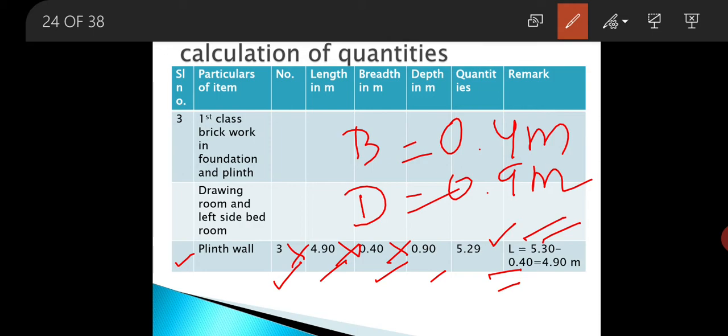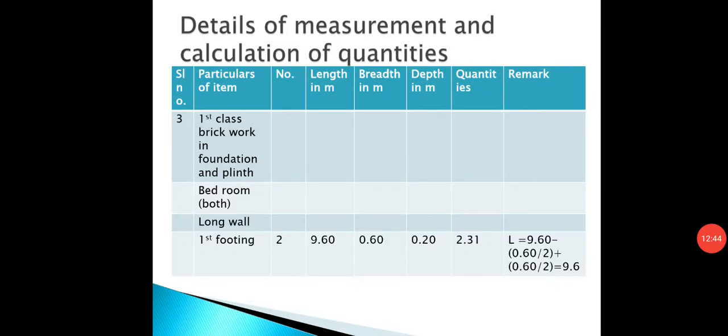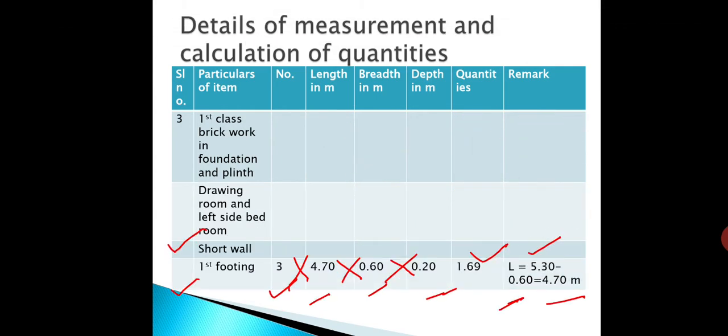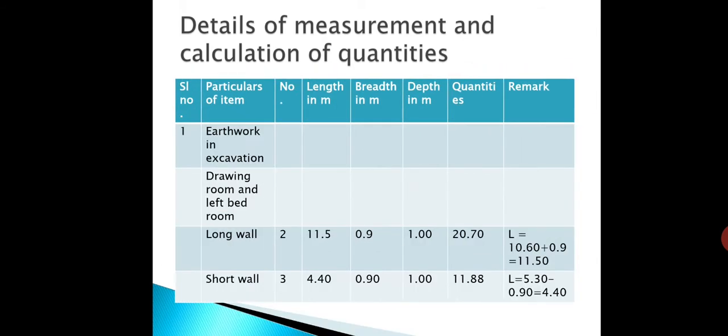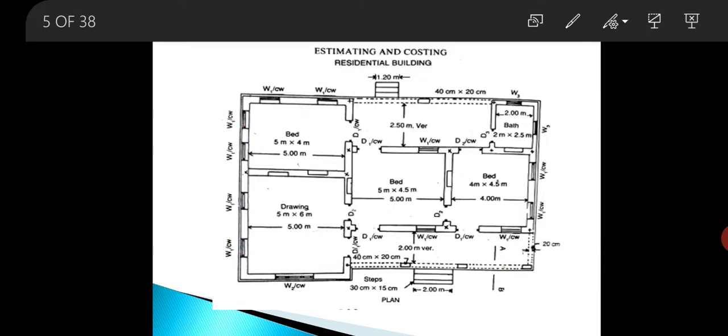So now the longer and shorter walls of the first part are completed. Next we will move to the second part. So next we will go for calculation of quantity of long wall and short wall for the second part, that is both bedrooms. So let us move to the plan. Here now we will go for this second part, calculation of second part.